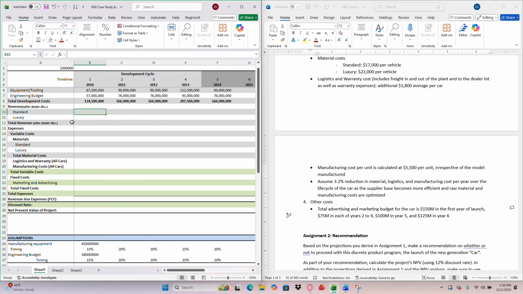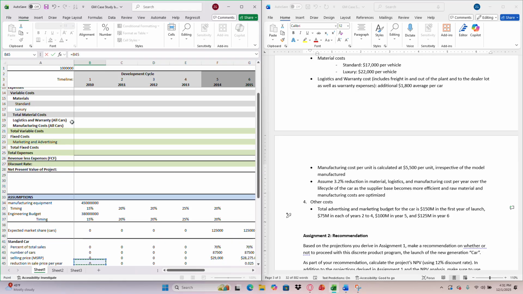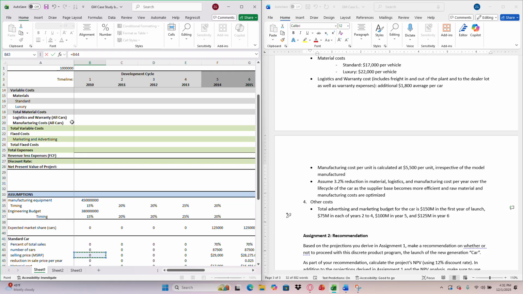So now we want to know what our revenue is. We have to do a couple things here. I'll just show you. We're going to go to our standard cars. Well, we know it's going to be 0, but we're going to go ahead and model that.